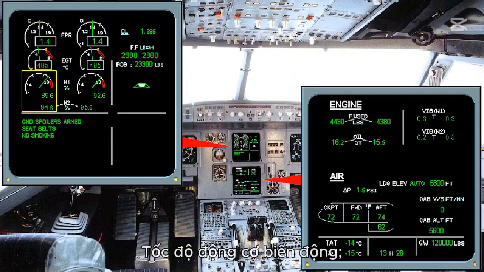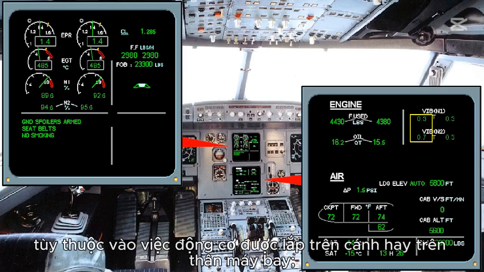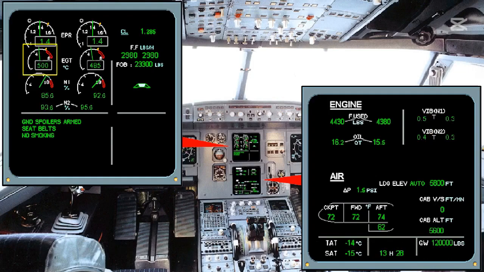Fluctuations in the engine RPM. An increase in the vibration level of the engine, which can generate noise, which may become audible in the cockpit, depending on whether the engines are wing-mounted or rear fuselage-mounted. And an increase in the exhaust gas temperature, otherwise known as EGT.